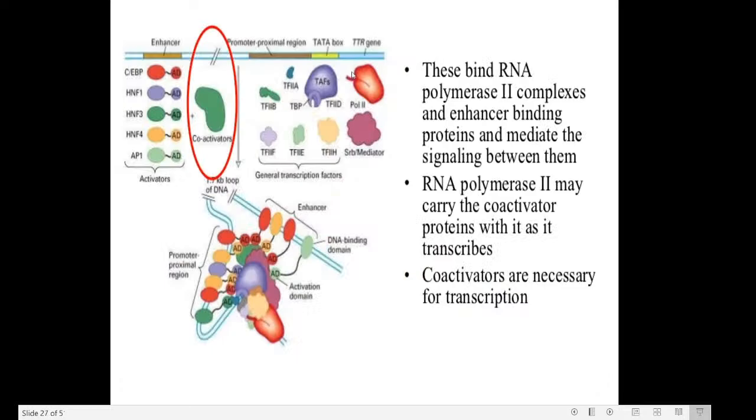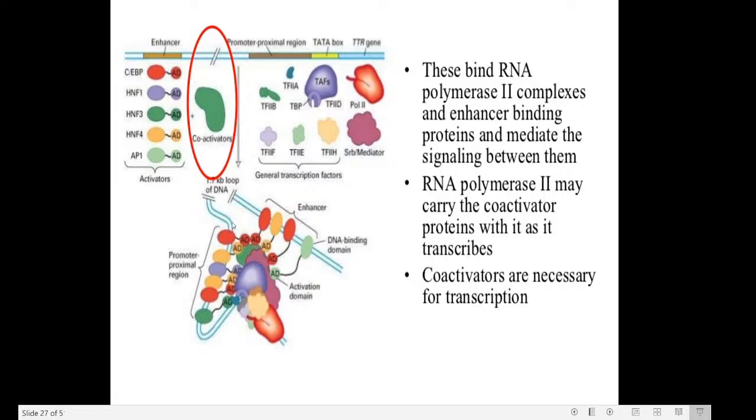Then this is where the activator types are. These are the genes of activators. This RNA polymerase 2 complex enhances binding of proteins and mediates the signals between the complex and DNA. Then RNA polymerase 2 may carry the co-activator protein. Co-activators are necessary for the transcription, so the RNA polymerase carries the co-activators.